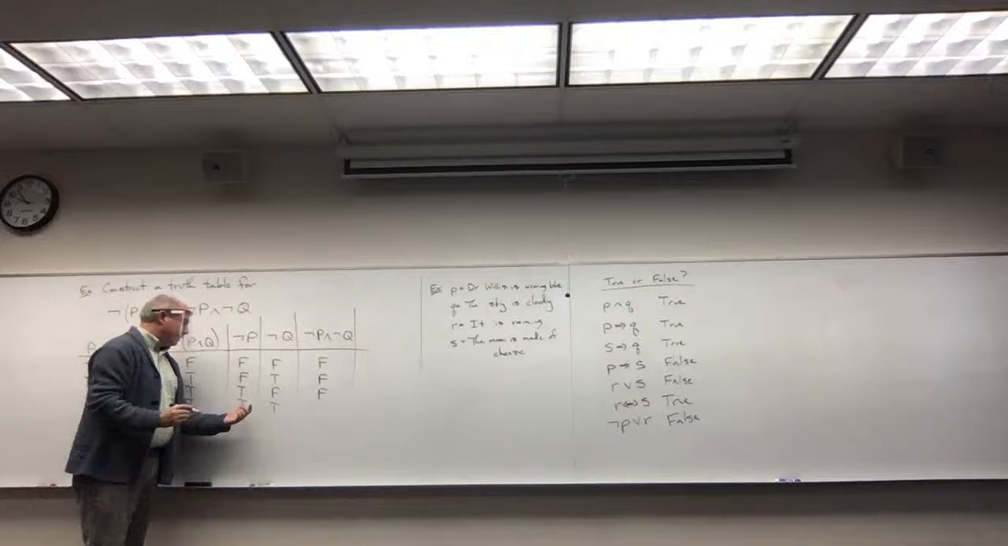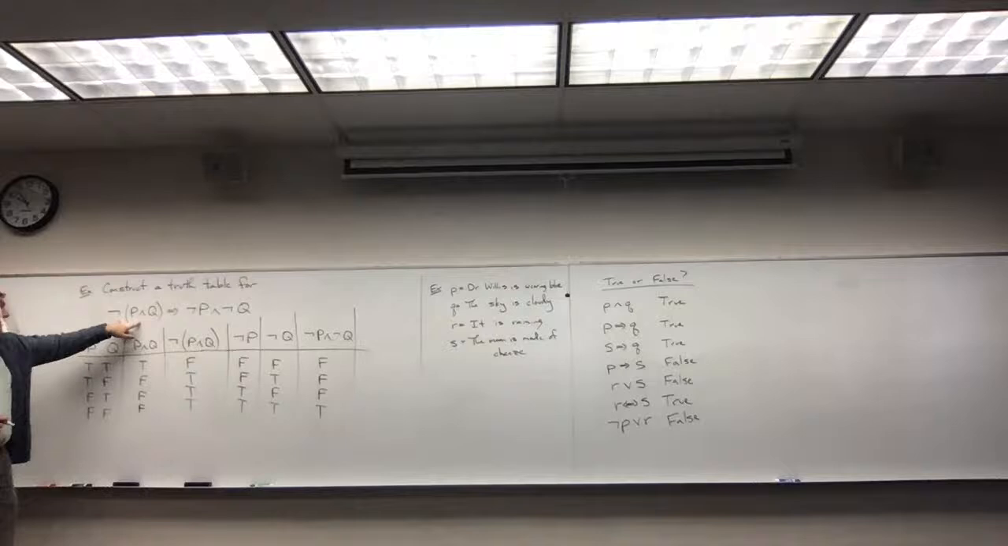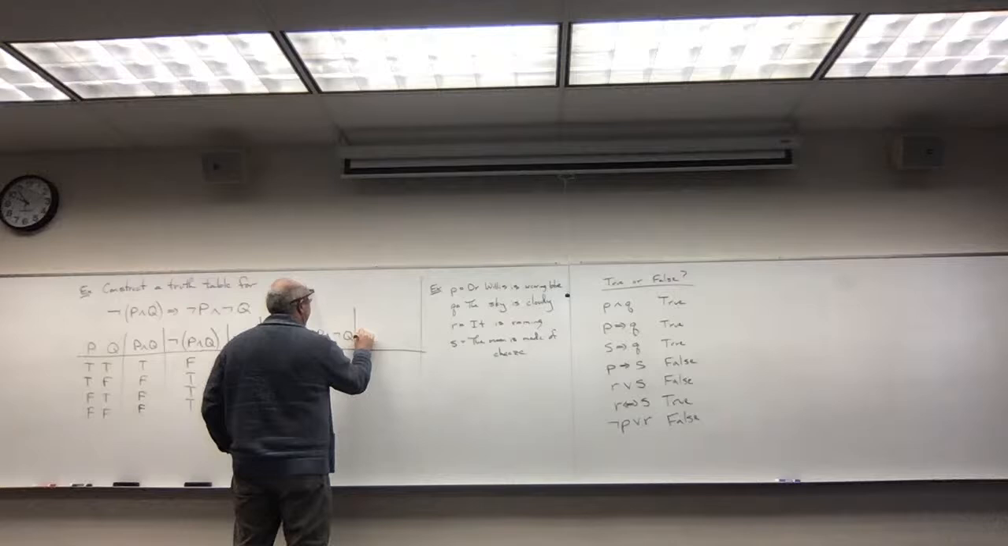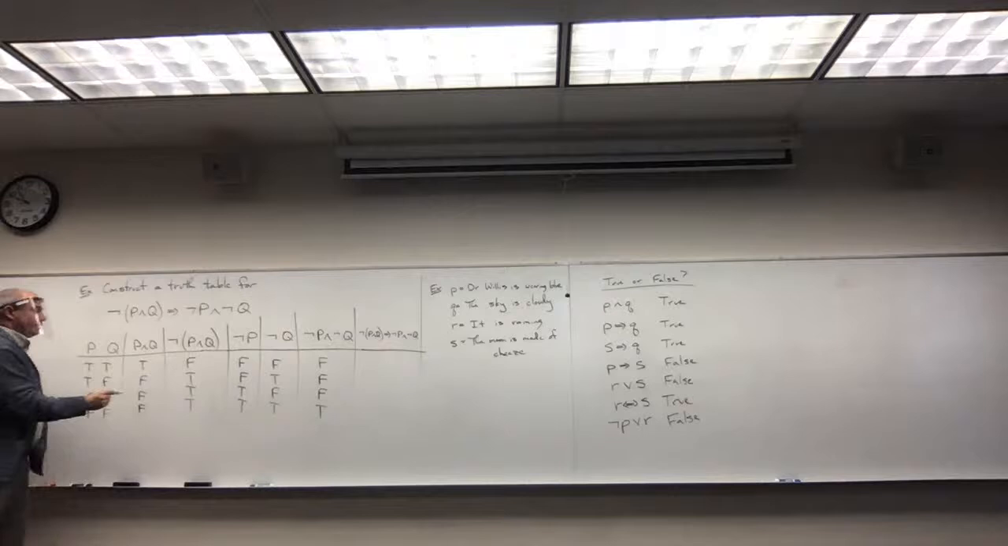Okay, very good. Now we finally get to the very last step, which is the big implication, because I know what this guy is and I know what this guy is. So I get, I'll write it a little here, not P and Q implies not P and not Q. All right, so basically this column implies this column.